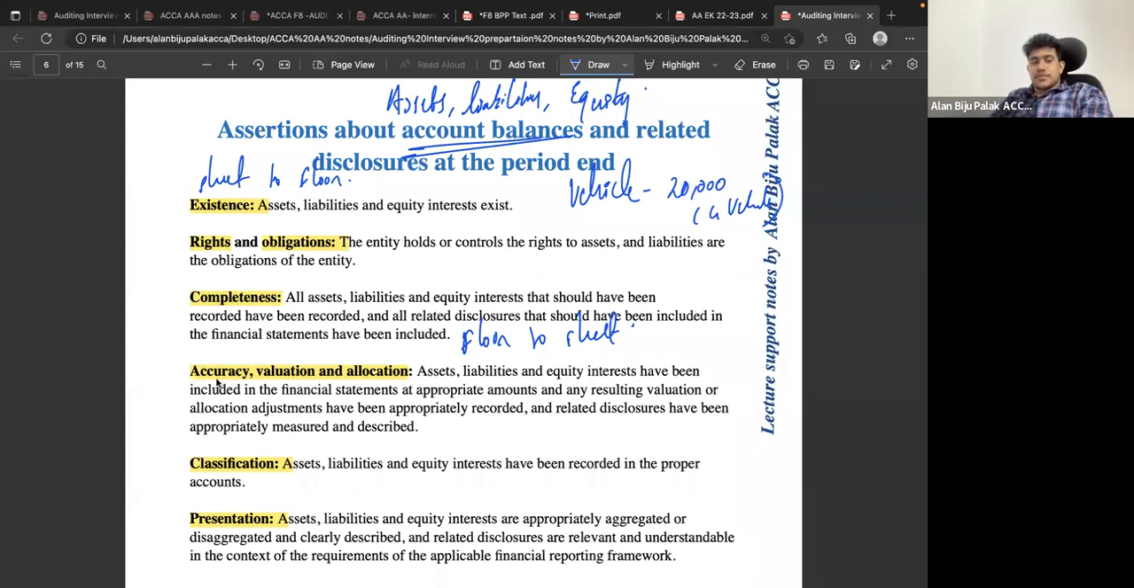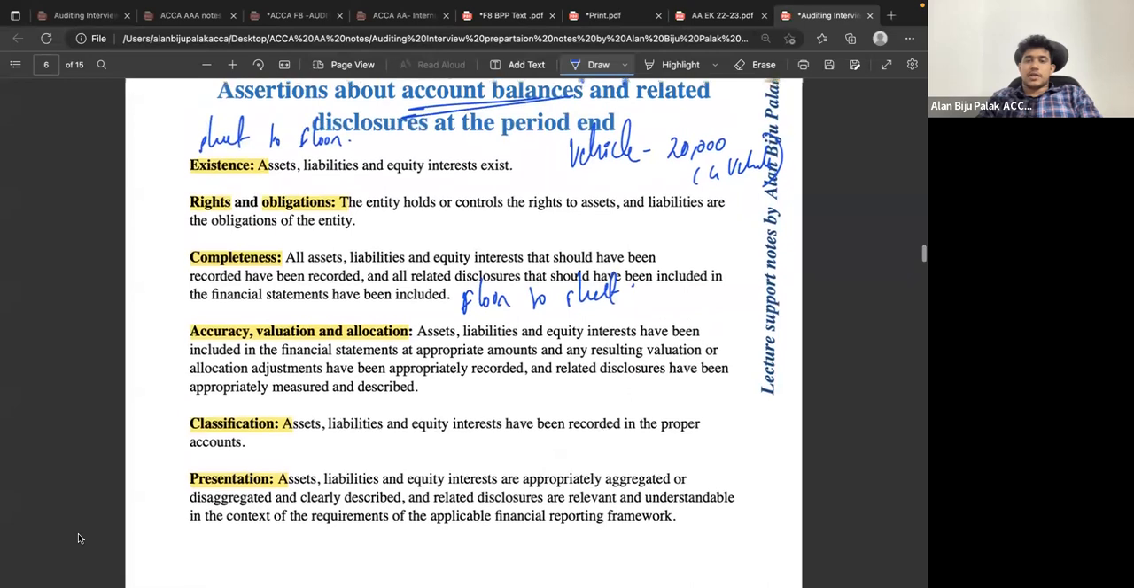Then, we need to confirm accuracy, valuation, and location. How can we do that? Recalculation. We can recalculate the depreciation figures to confirm whether the depreciation is mathematically accurate. And also we can review the revaluations done for the vehicle to confirm whether these are in accordance with IAS 16 Property, Plant and Equipment.